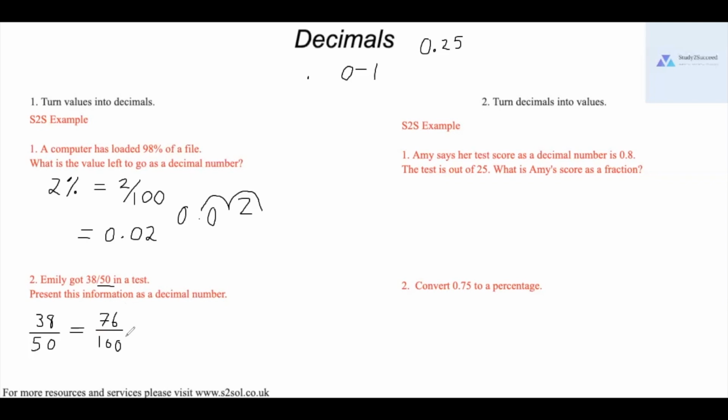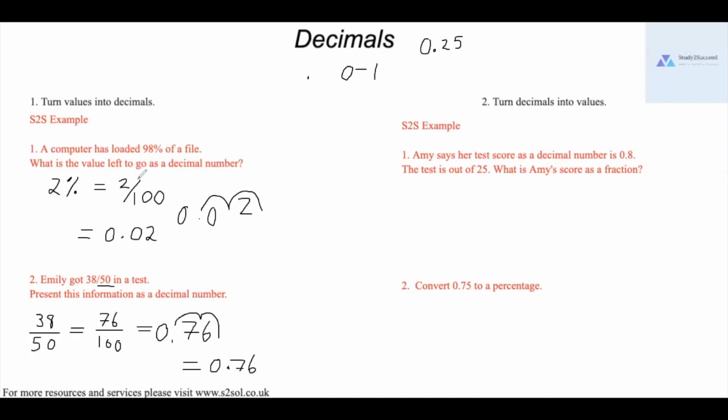And so therefore, if we want to present this information as a decimal number, all we have to do is take our decimal point from where we find it and move it back two, so that we have divided this value by 100. And so therefore, her test score presented as a decimal number is 0.76. And if we remember our percentages video, then we should know that 0.76 as a percentage is simply 76%.